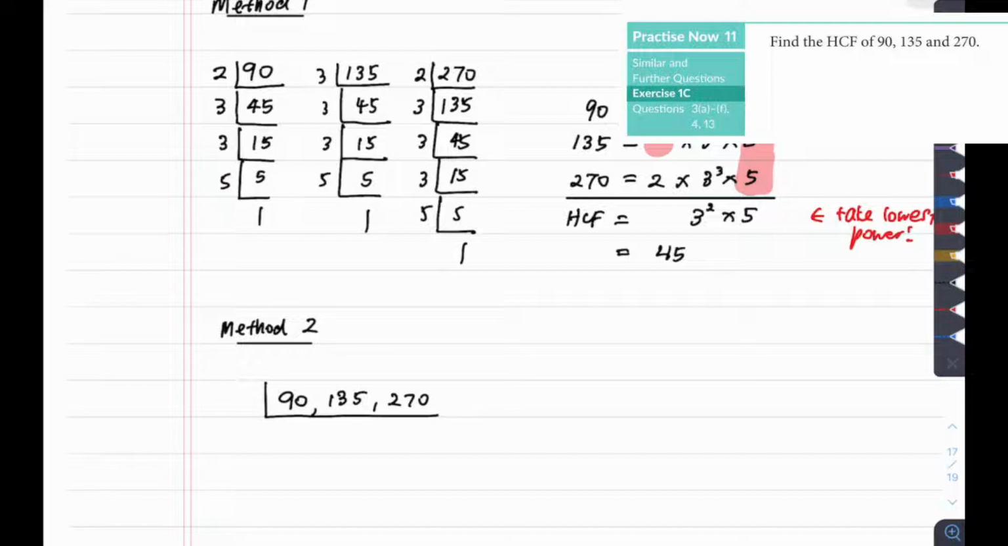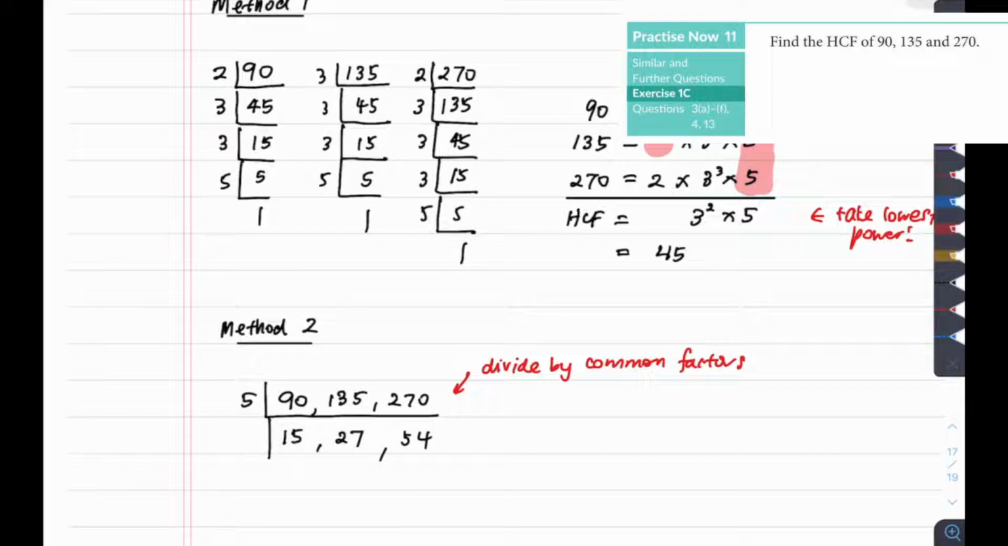For this one, we need to divide by common factors. As long as we can find common factors to divide, we keep dividing. So for example, let's divide by 5 because they are multiples of 5. 90 divided by 5 is 15. 135 divided by 5 is 45. No, sorry, 27. 270 divided by 5 is 54.